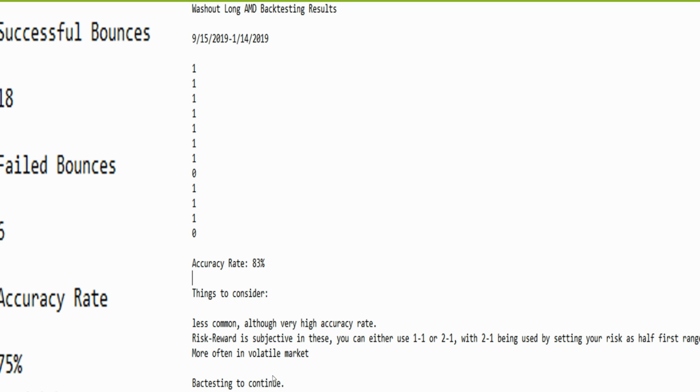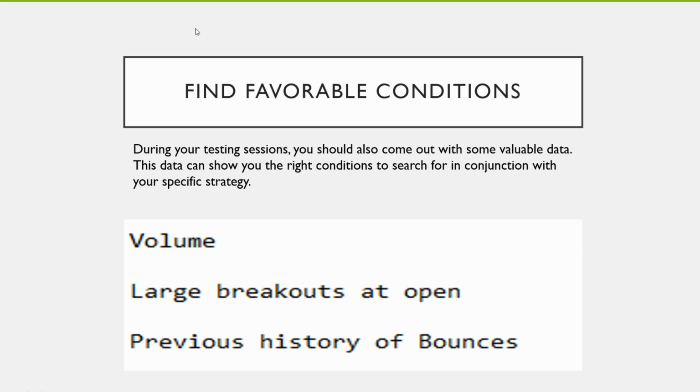You're going to see the washout long, which is just the red-to-green move, more often in volatile markets, and I'm going to continue backtesting it, which I did. I'll have to pull up the results from that later. But that's ultimately the point, to gather data. You're looking to test your strategy. And if you've been to the classes before, that's my niche in trading. I'm the analytics guy. I love to analyze different strategies, setups, and data.